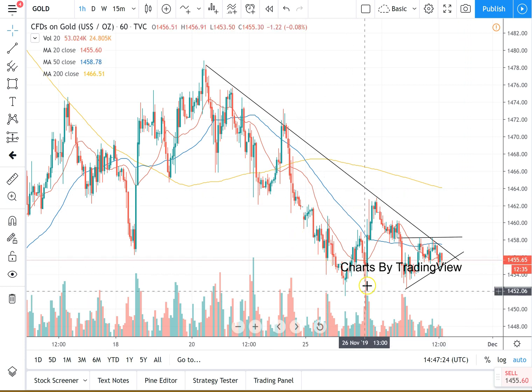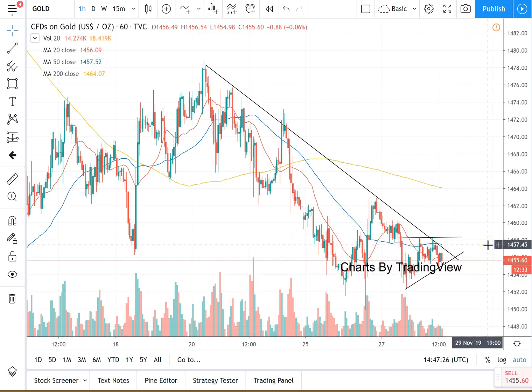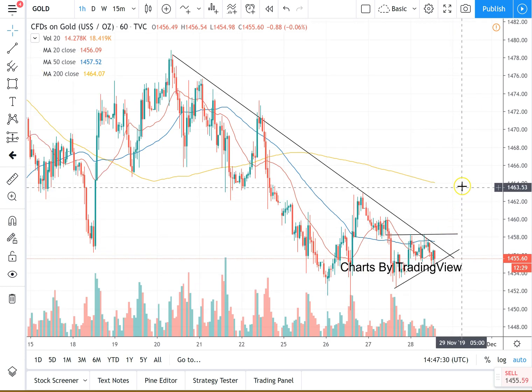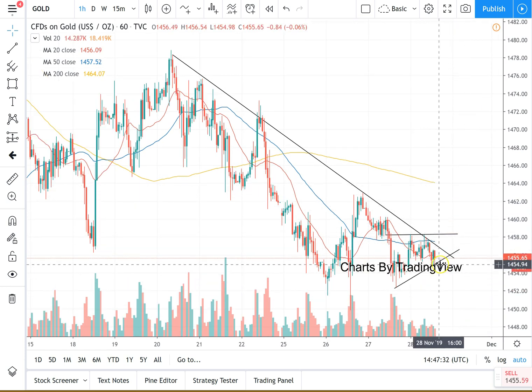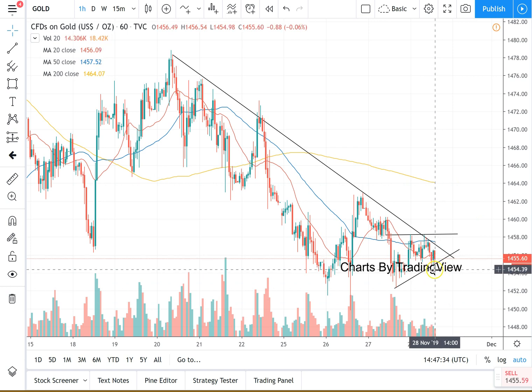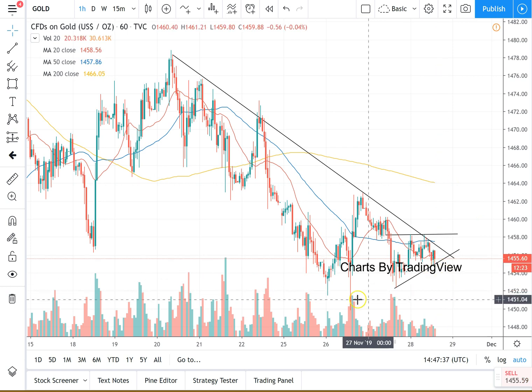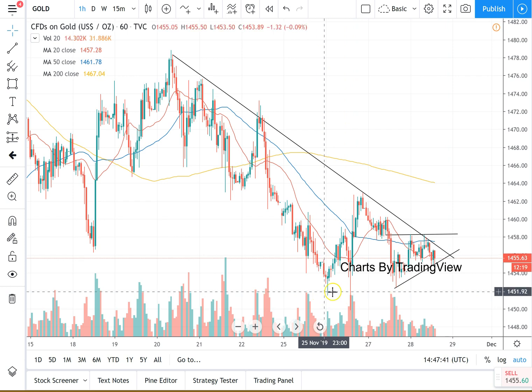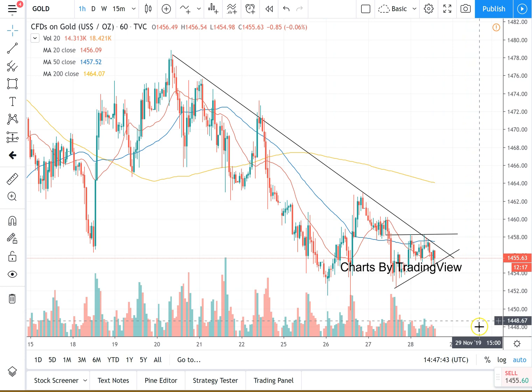Maybe there's a double bottom here, so possible short-term movement up to here. But if it drops below this uptrend line of the ascending triangle, it might go lower, and if it drops below this 14512 area, it might go lower.